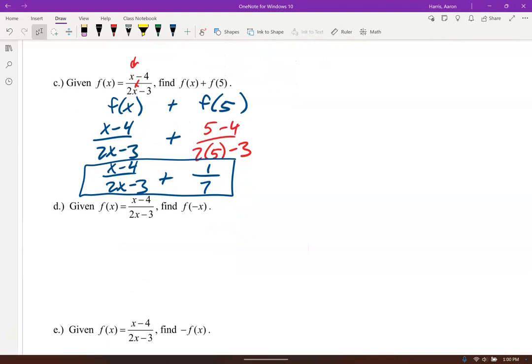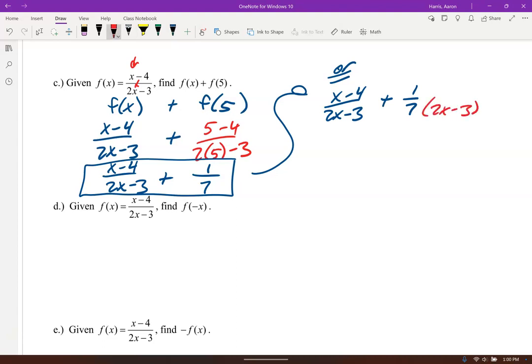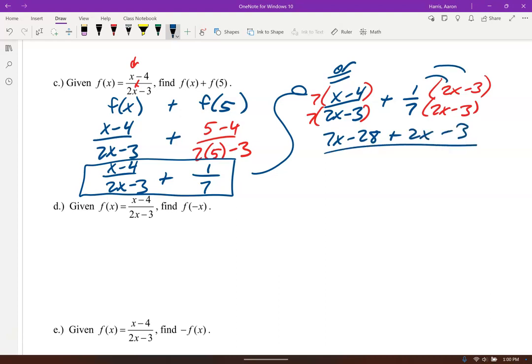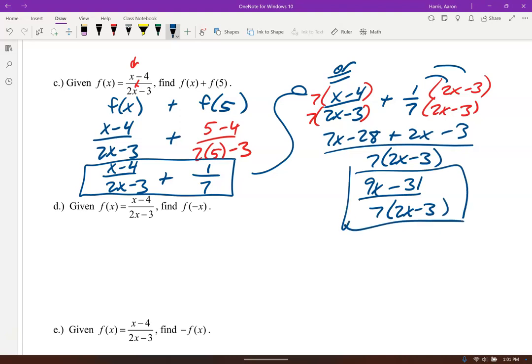If you wanted, you could get a common denominator. If you're getting a common denominator, you have to give this 2x minus 3, and you give this a 7. So you'd end up with 7x minus 28 plus 2x minus 3 all over 7 times 2x minus 3. 7x plus 2x is 9x. Negative 28 minus 3 is negative 31, all over 7 times 2x minus 3. That's another form of that. Either of those is correct.